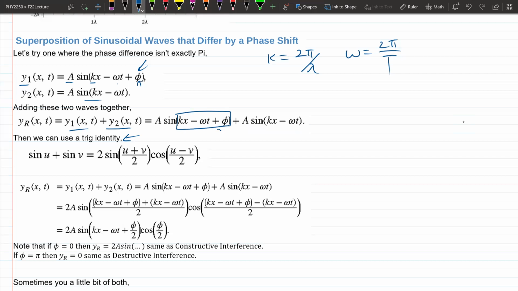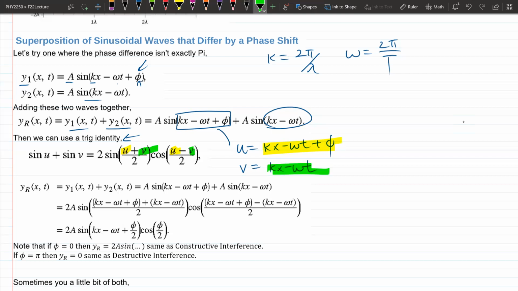Make this basically my u, right? This is kx minus omega t plus phi, okay? And v is going to be this piece here, right? Which is just kx minus omega t without the phase shift, okay? All right, so if we apply this trig identity, whenever we see u in the equation, we're going to replace it with kx minus omega t with the phase shift, with the phi. Whenever we see a v in the equation, we replace it with just kx minus omega t with 0 as the phi, okay?